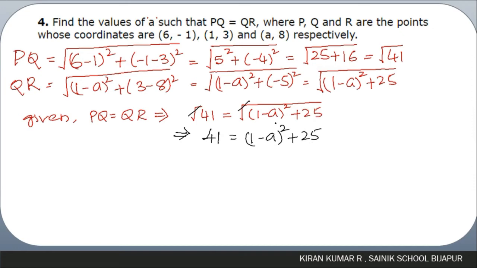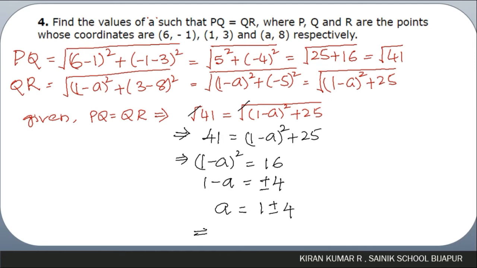Let us transpose positive 25 to the left hand side. We get (1 minus a) whole square as 16. So 1 minus a, we get it as plus or minus 4. Therefore, the value of a will be positive 1 plus or minus 4. This implies the value of a is negative 3 or positive 5.